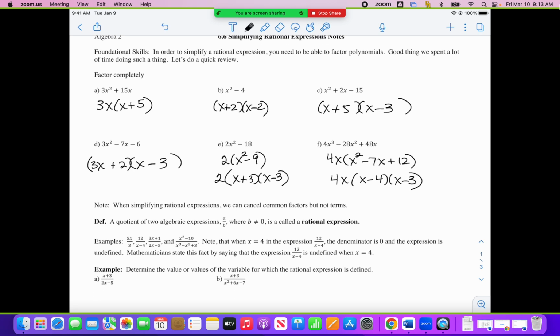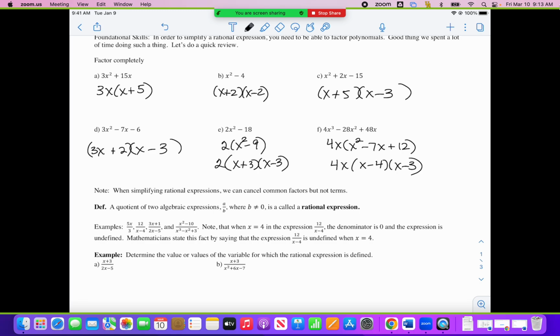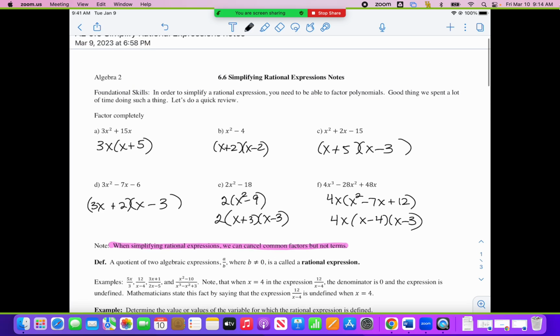When simplifying rational expressions, we can cancel common factors but not terms. So first of all, I'd like you to highlight that statement. When simplifying rational expressions, we can cancel common factors but not terms. So let me pause a moment here and go over what this is.